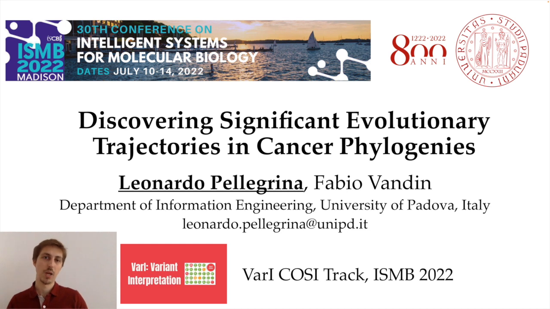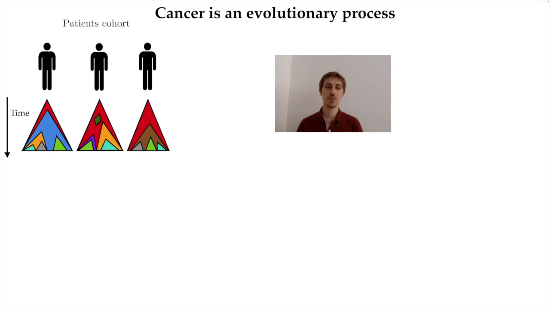In this video, I will present you our work, Discovering Significant Evolutionary Trajectories in Cancer Phylogenies, a joint work with Fabio Vandin. Cancer is an evolutionary process driven by the accumulation of genomic alterations over time, which drive the tumor growth into a collection of clones, or sets of cancer cells with the same set of alterations. A critical challenge in precision medicine for cancer is to understand the clonal composition of tumors and how tumors evolve.